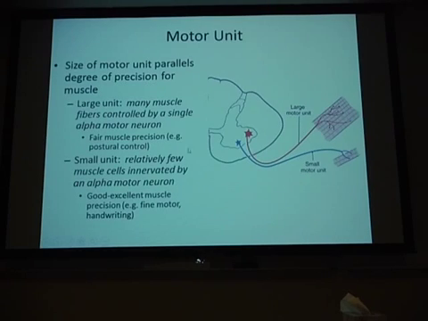Now this is sort of like the picture that I drew up there, only much prettier. But again, a small motor unit is going to have an alpha motor neuron that is going to synapse on relatively few muscle fibers. And you can replace that word cells with fibers, same thing. And that is going to give us good to excellent control of those muscles. So it's going to give us more precision. Smaller motor units equal more precision. As opposed to larger motor units that are going to synapse on more muscle fibers, are going to give us relatively less precision and are going to be more for control of like postural muscles.